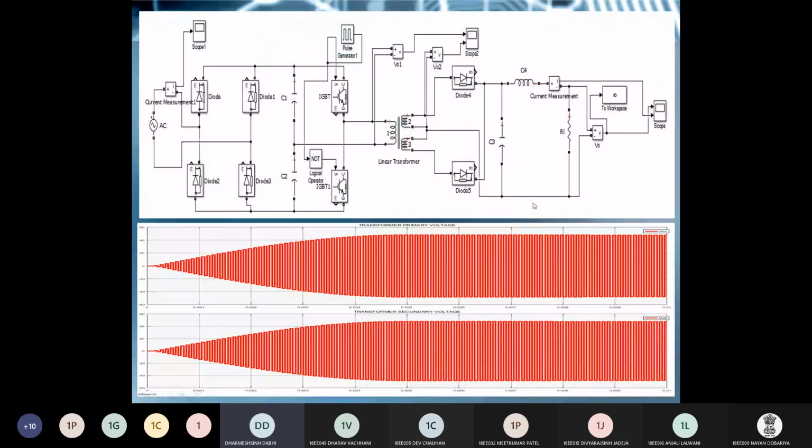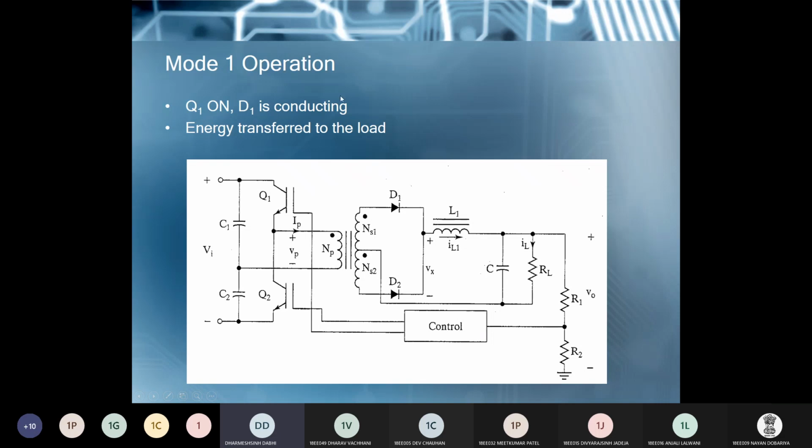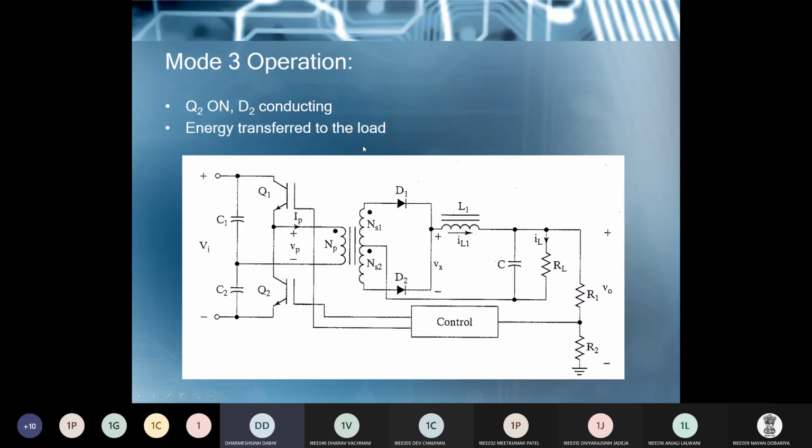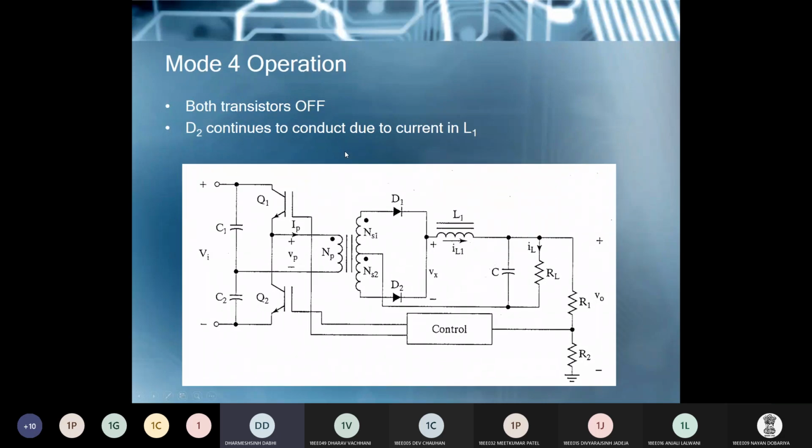Now this is the simulation of the half-bridge SMPS. We will discuss this later on, after completion of the theory of the full-bridge SMPS. Then we will see the simulation of both the half-bridge and full-bridge SMPS, and you get this type of DC output voltage and DC output current. Now let's understand the detailed operation, as we have discussed for the half-bridge SMPS.